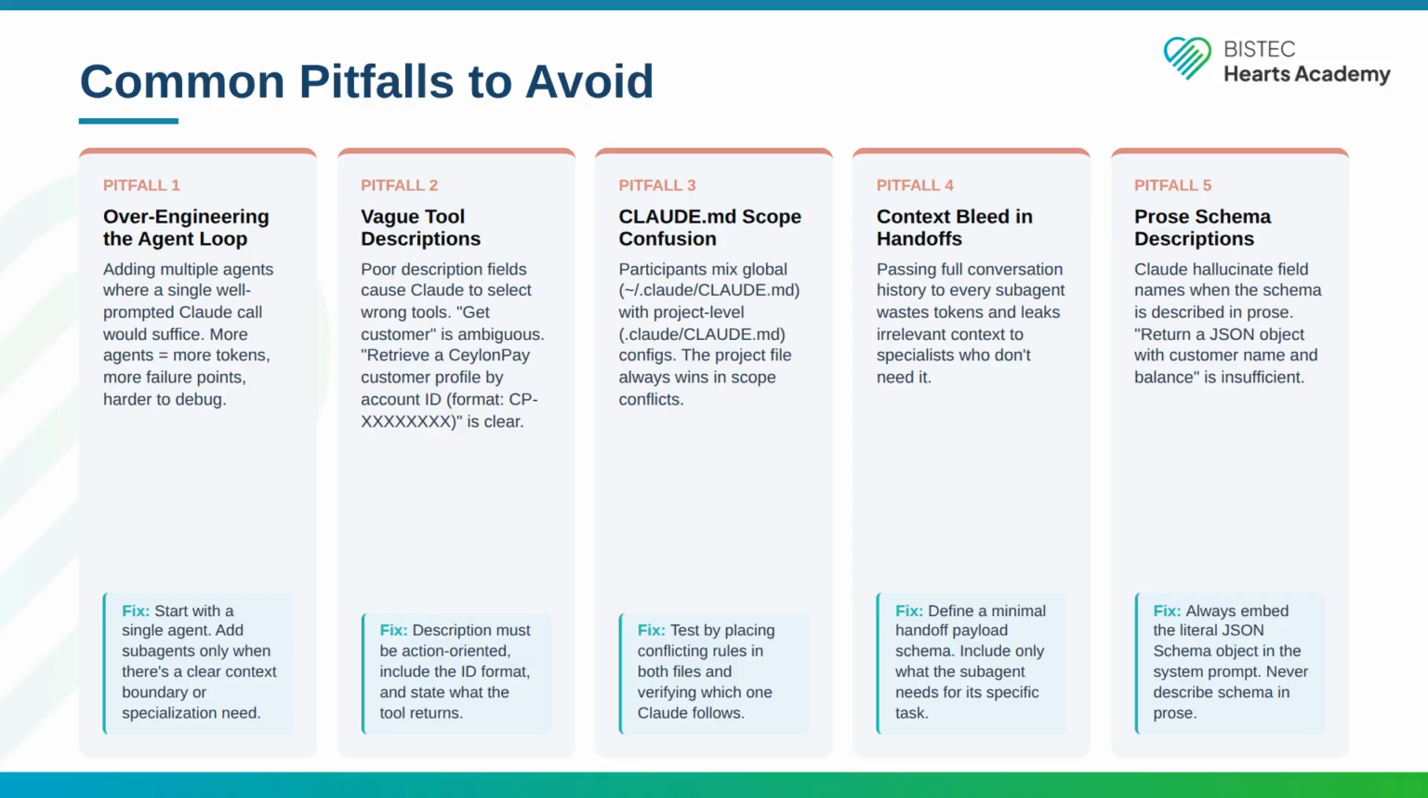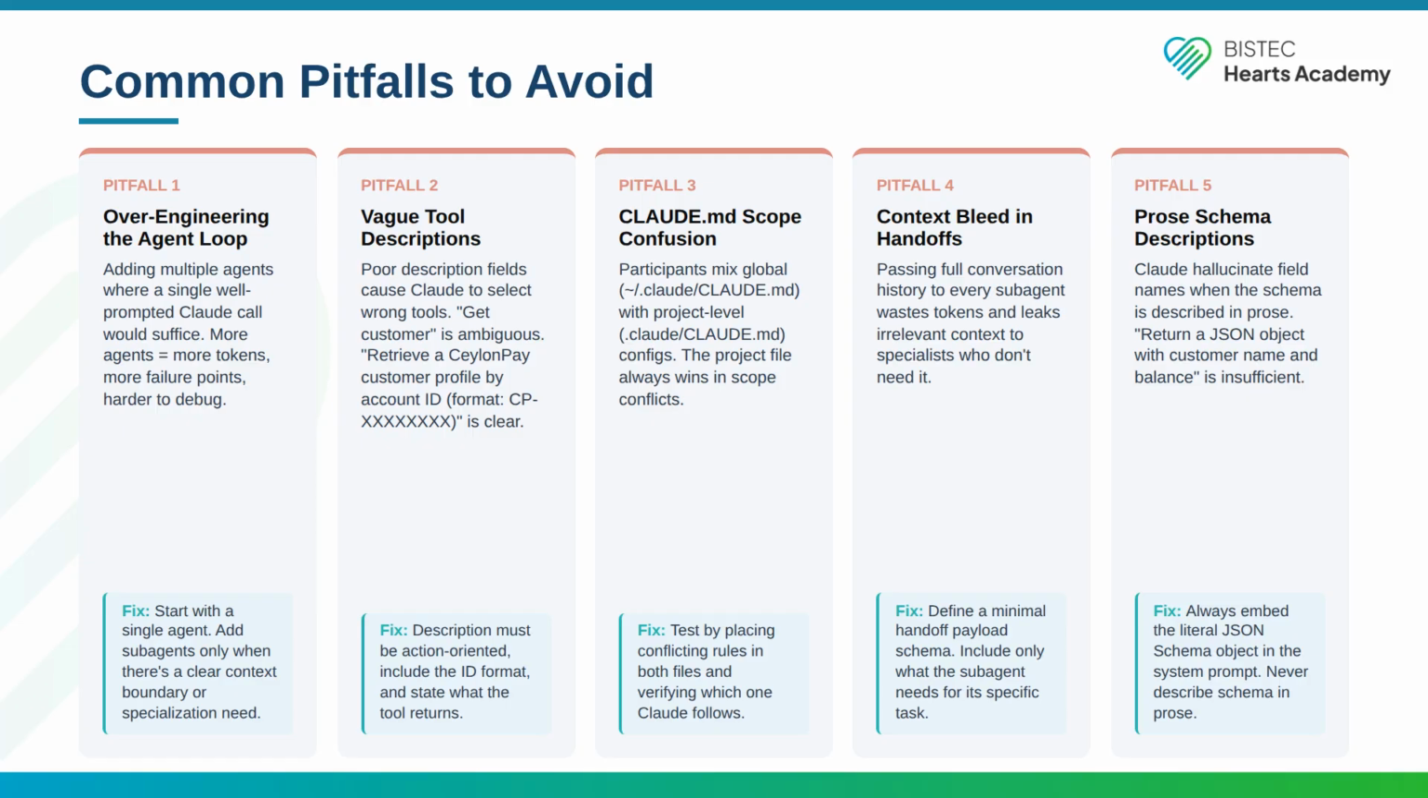Start with the simplest thing that works, a single well-prompted Claude Code. Add agents only when you have a clear context boundary or a genuine specialization requirement that a broader system prompt can't handle. Vague tool descriptions cause Claude to select wrong tools or fail to call tools at all. The difference between "get customer" and "retrieve a SalonPay customer profile by account ID format CPXXXXXX, returns name, KYC tier, account status, and contact details" is the difference between reliable tool selection and guesswork.